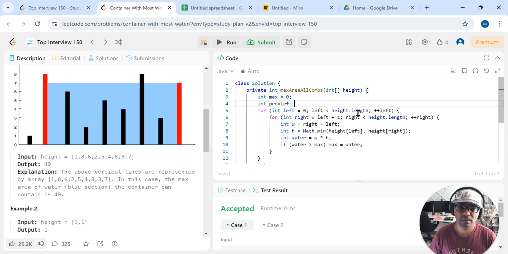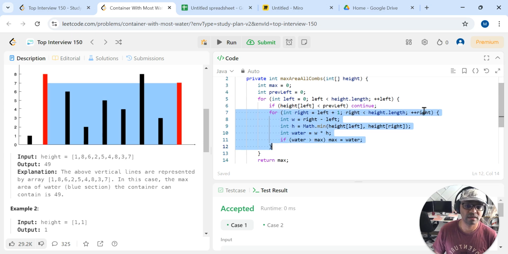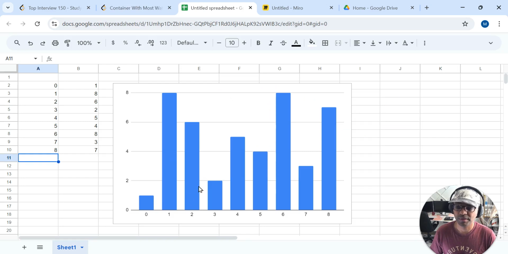So we say something like this, right? Prev left height, or prev left, is that. And what I'm going to do here is, if height of left is less than prev left, then we just continue. We don't execute this loop, right? And the reason is I implemented literally what I just said here, right? When we come to 3, our previous height will be the height of 2. And if this height is smaller than this height, then don't even bother looping for that, right?